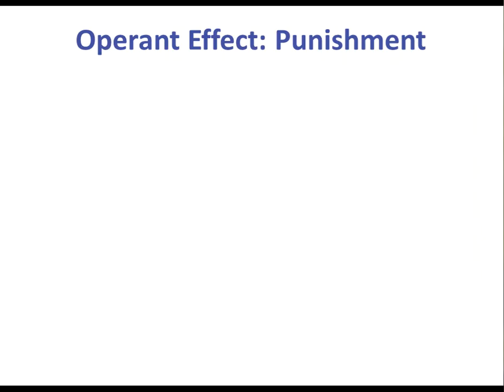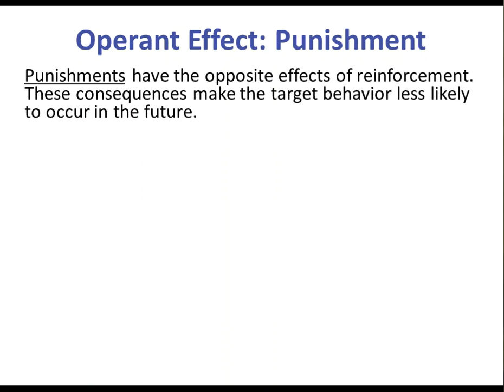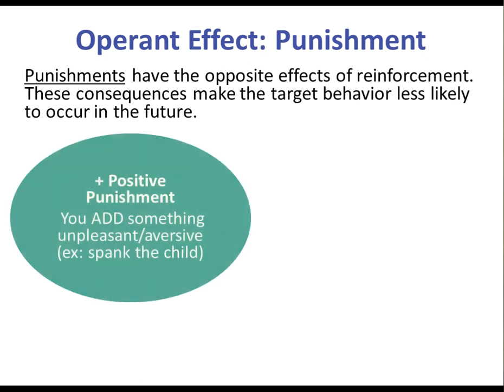Now let's look at the other aspect of operant conditioning. So we've talked about reinforcement. Now we're going to talk a little bit about punishment. Punishments have the opposite effects of reinforcement. These consequences make the target behavior less likely to occur in the future.